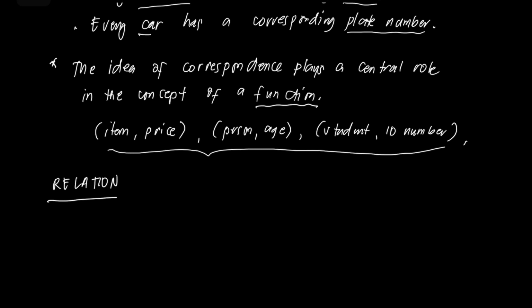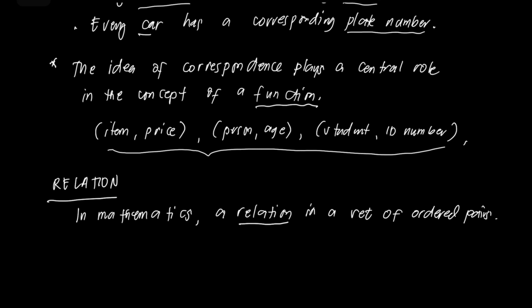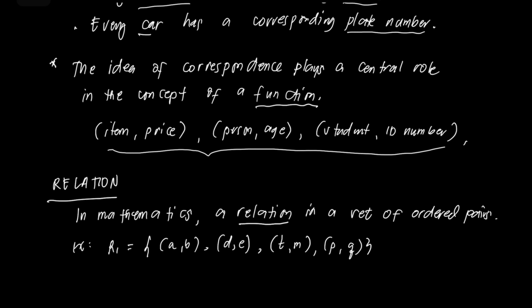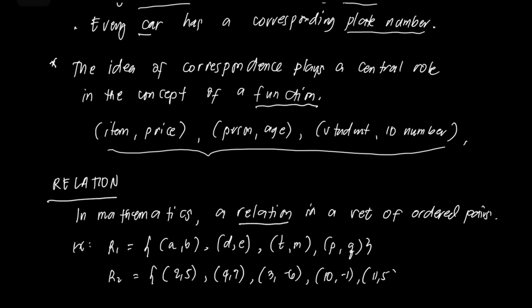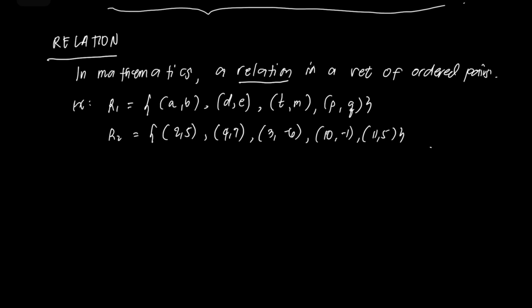In mathematics we also tackle a relation, but what is a relation? In mathematics, a relation is a set of ordered pairs. For example, we have this R1, a set of ordered pairs where the elements are the ordered pairs AB, DE, TM, PQ. This is an example of a relation. Another example, if we have this form, this is another example of a relation, which is a set of ordered pairs.